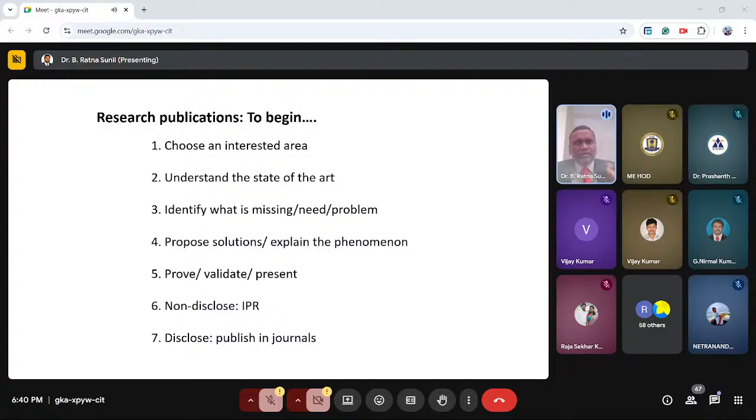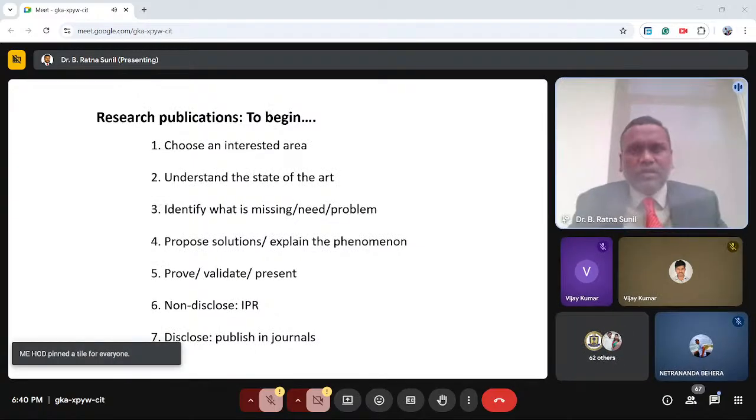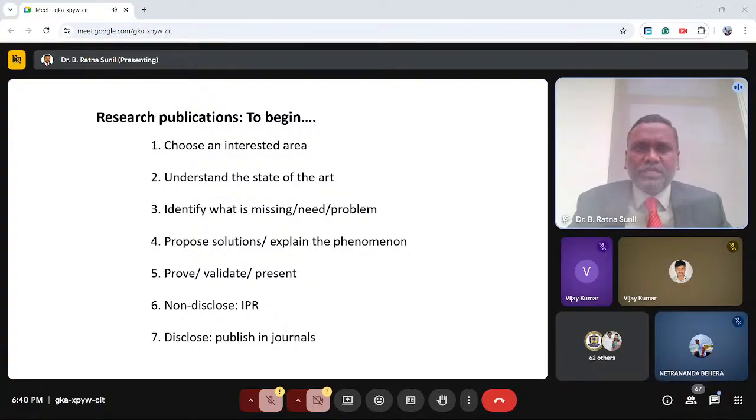So if you read a couple of review papers, you will come to know what the area is. If you read a few real research papers, then you will come to know if there is any possibility that you can contribute, any possibility that you can work out on an unknown phenomenon, or an unsolved issue, or anything that you can develop a little further. So identify what is missing or the problem, and propose some solution, or explain the unknown or unexplored phenomena. Give some solutions, and prove, validate, and present the existing results or your observations.